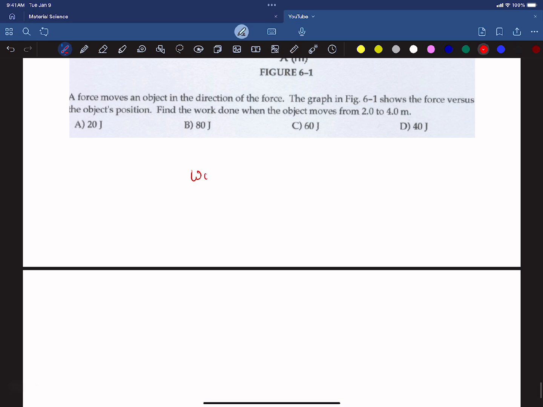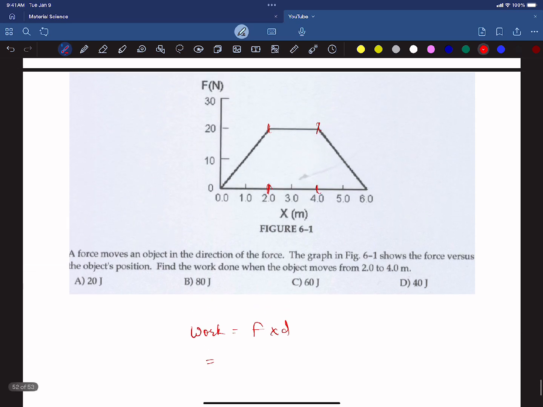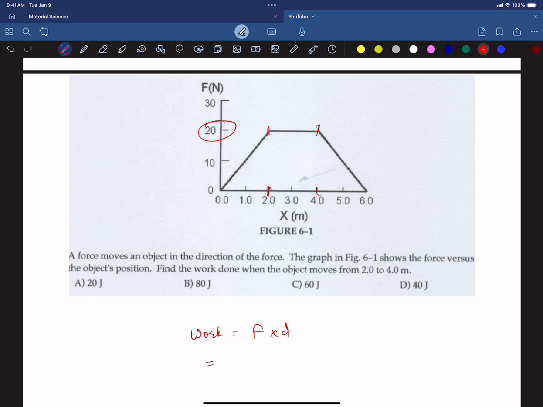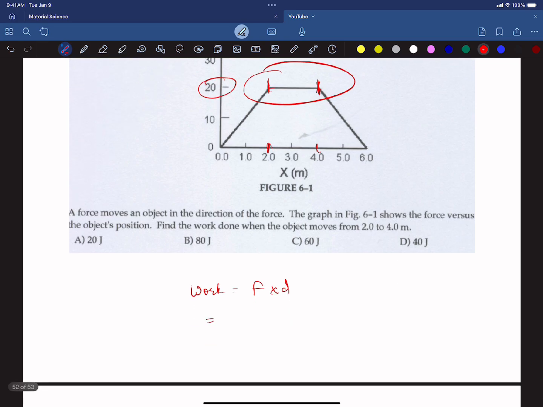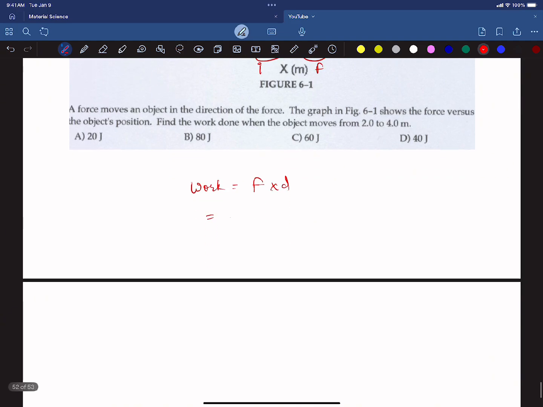So work done is equal to force times distance. So W is equal to Fd. The total force acting on the object is 20 Newton during this period, and the total distance will be 4 minus 2, which is final minus initial. So 20 into final minus initial gives 40 joule. That's your answer.